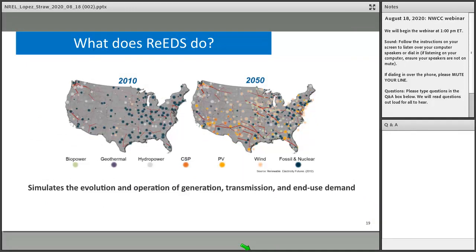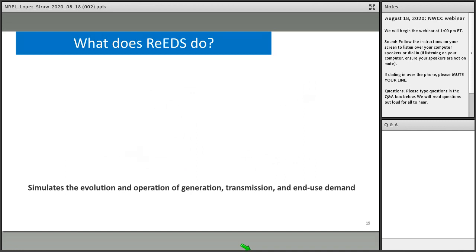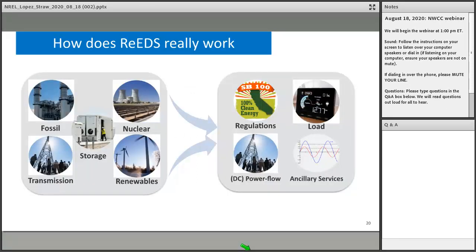So what does ReEDS do? Well, given a set of input assumptions, ReEDS simulates the evolution and operation of the U.S. generation, transmission, and end-use demand and associated technologies. So how does it actually do this? Well, ReEDS is an optimization model, and it identifies the least-cost mix and operation of resources that simultaneously meets load and all other electricity service requirements, including planning reserves and operating reserves, in addition to the physical and environmental constraints, for example, the supply curves that I presented earlier.